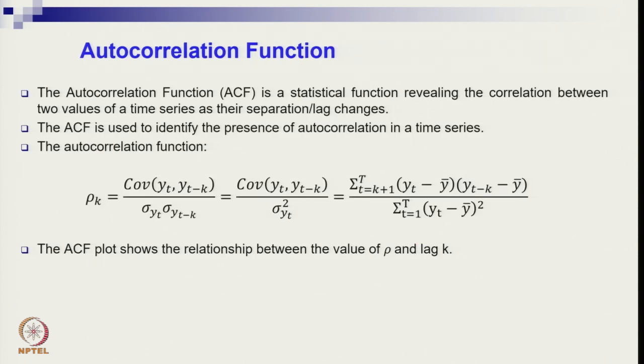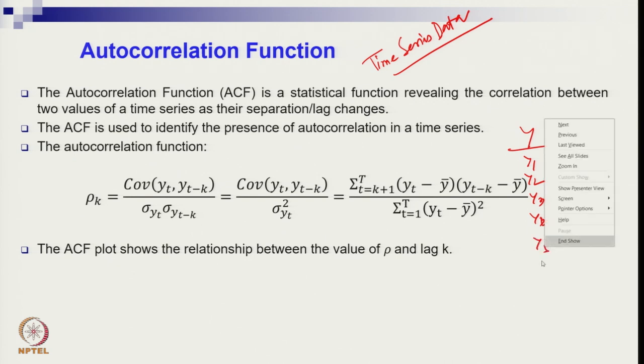Now, look at the autocorrelation. Now we are going to the time series data. Now we have entered into the time series data. In time series data, we have the same data, say y, so y1, y2, only one variable. You don't have any independent variable here. And you need to find the correlation among the data.